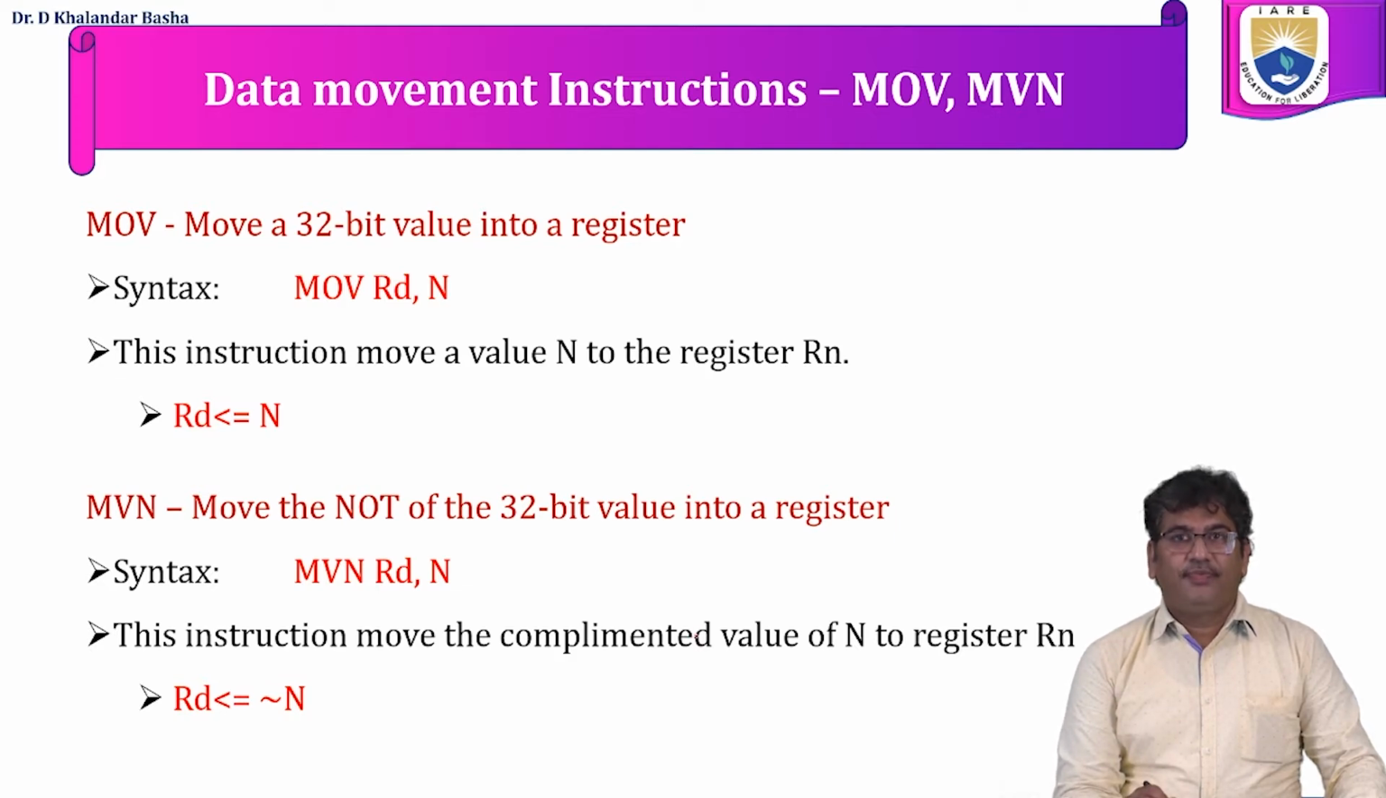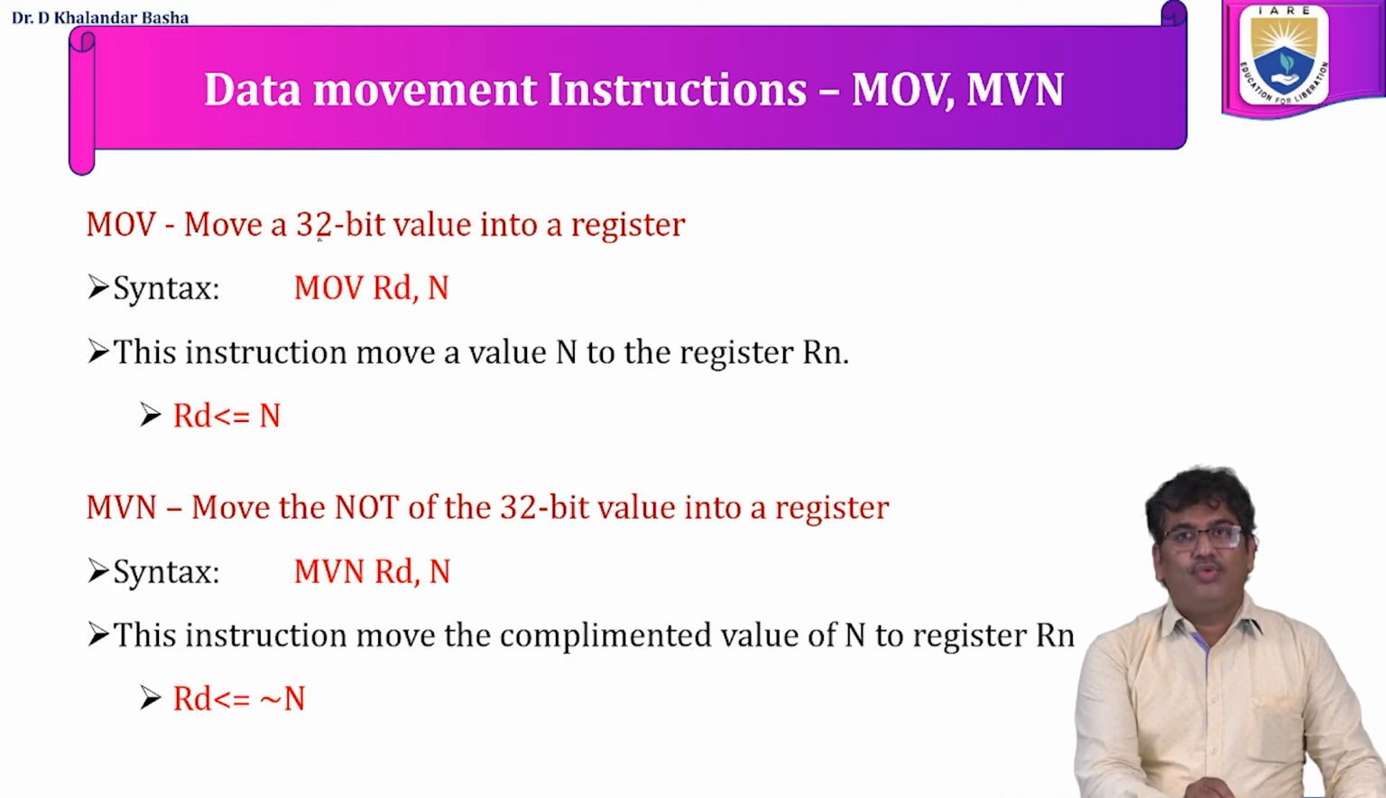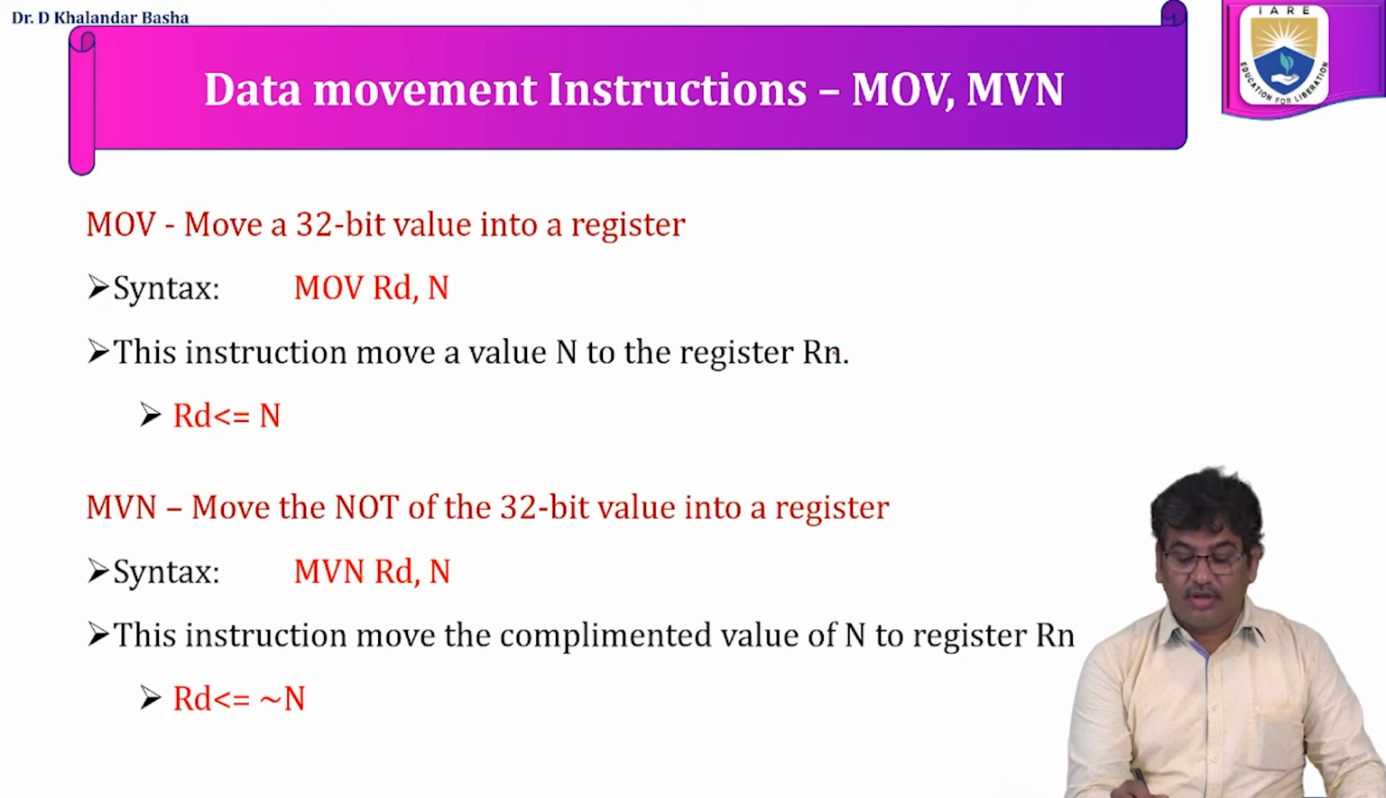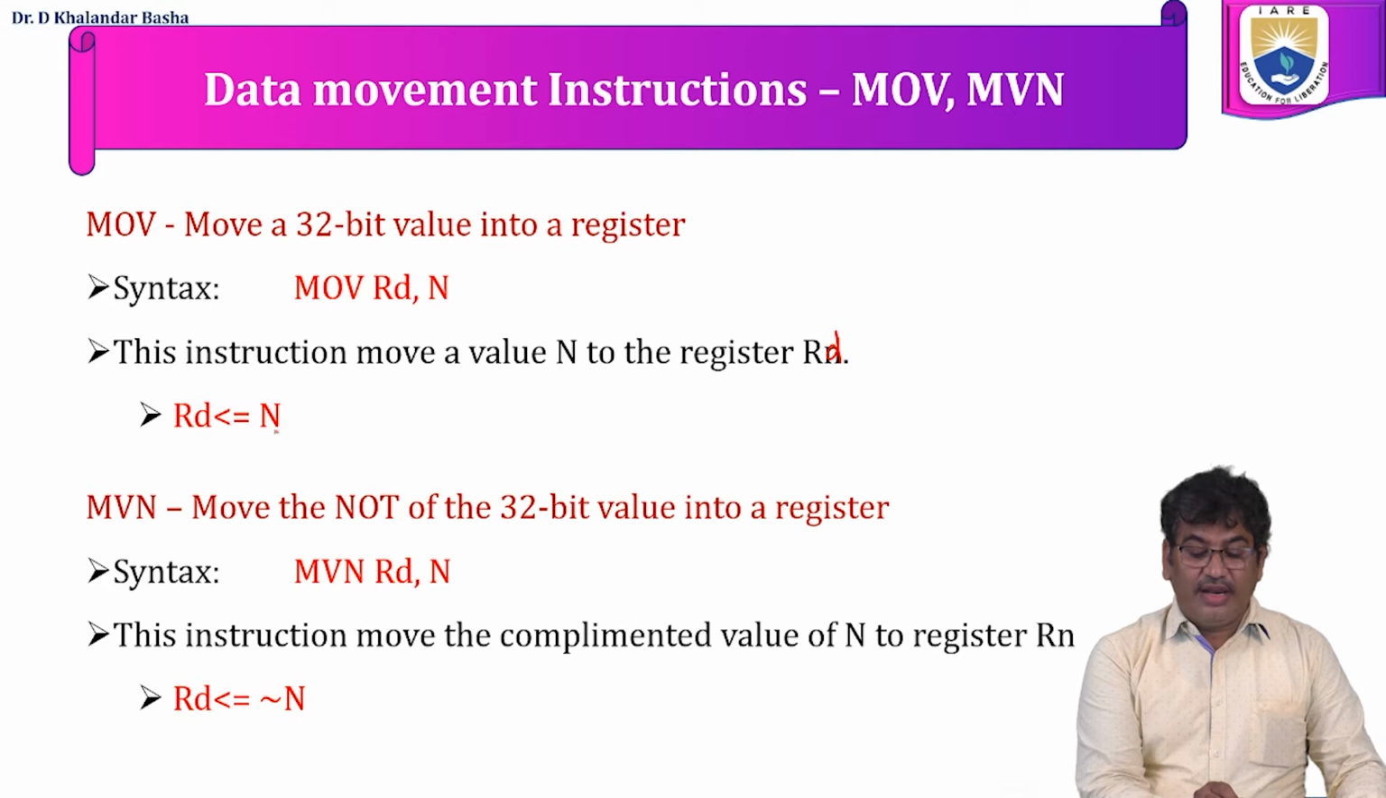MOV instruction. This instruction moves a 32-bit value into the register specified in the instruction. The syntax of the instruction is MOV RD, N. This instruction moves the value N into the register RD. So the N value will be moved into the RD register.